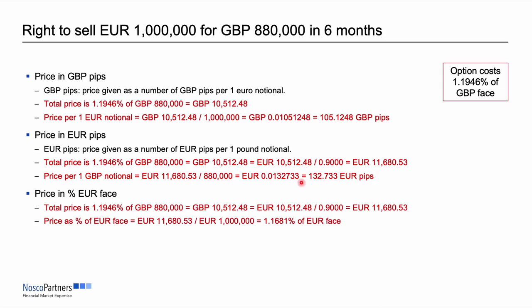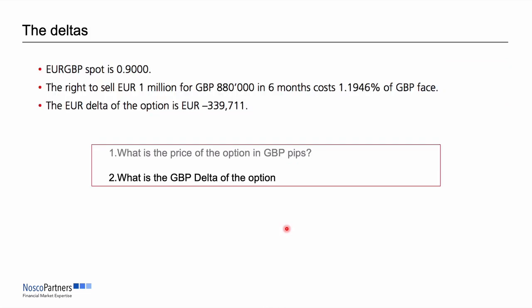So that's also quite easy. I calculate the total price again. The total price again in euros is 11,680. That's for a euro notional of 1 million. So I divide this by 1 million and I get a percentage price, a euro percentage price of 1.1681% of the euro face. So that was quite straightforward.